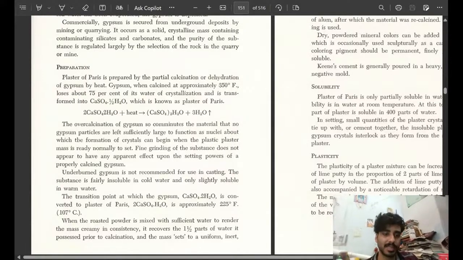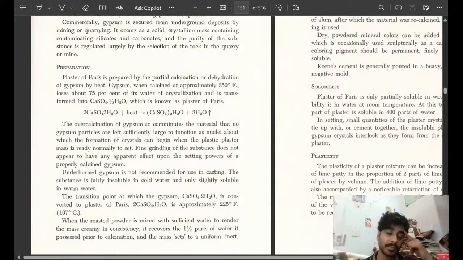Fine grinding of the substance does not appear to have any apparent effect upon the setting powers of a properly calcined gypsum. Underburnt gypsum is not recommended for use in casting. The substance is fairly insoluble in cold water and only slightly soluble in warm water.